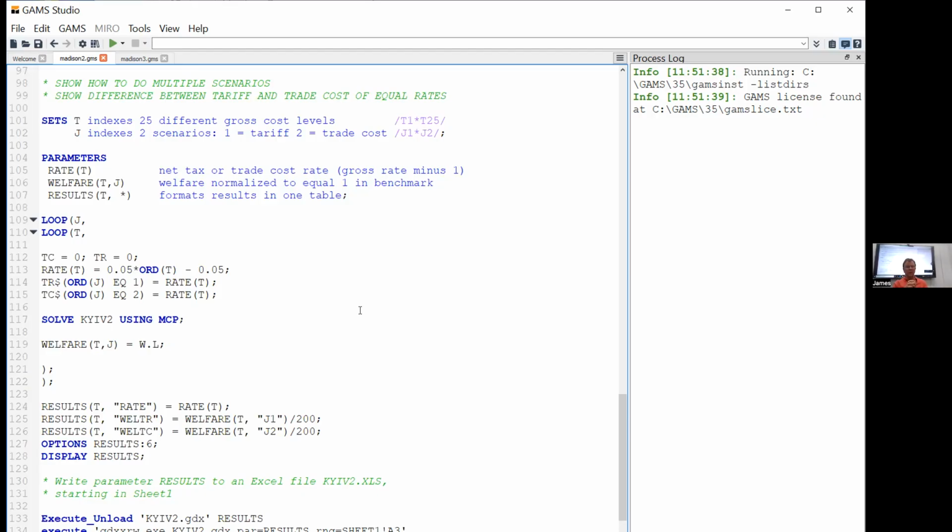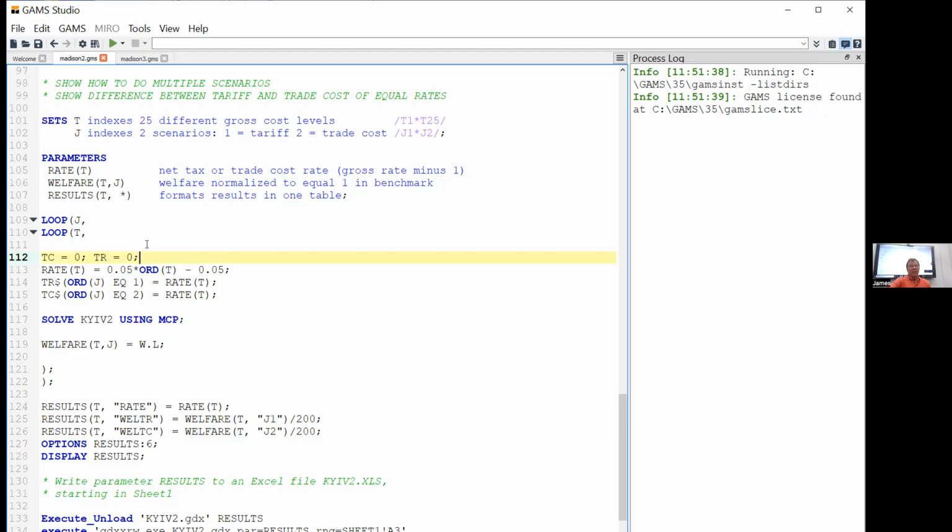And for each level of this cost, we're going to compute the solution for one, if it's a tax tariff or if it's a trade cost. So this is going to be a double loop over J, which indexes the scenarios, for set T, which is 25 different levels of trade costs or of this variable TC or TR. So I've written it as two separate loop statements here, which is GAMS notation, although you can write it as loop double percentage J comma T. You don't have to do it this way.